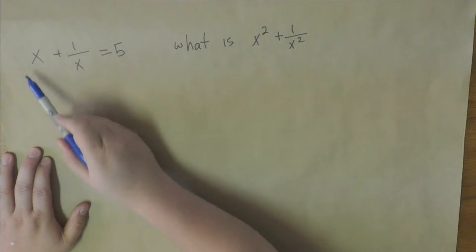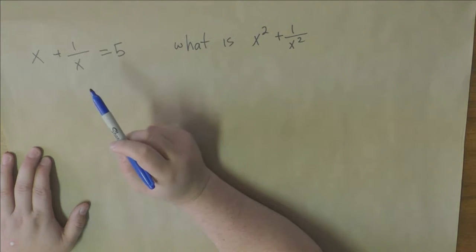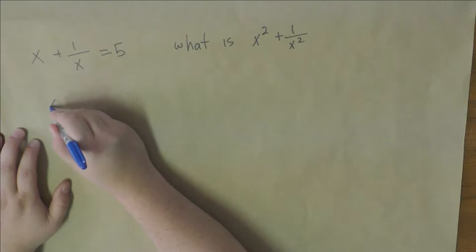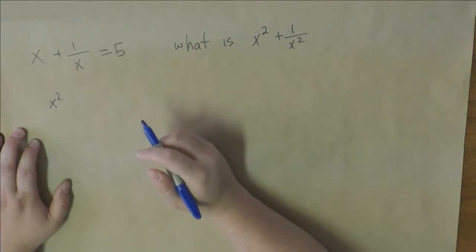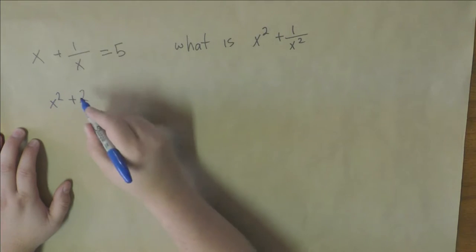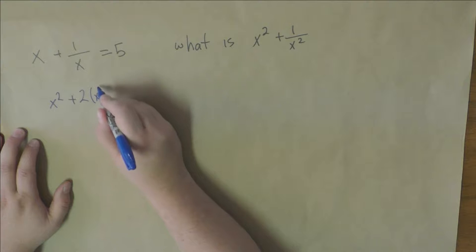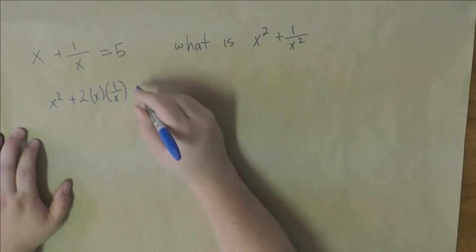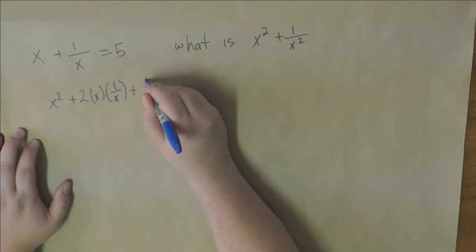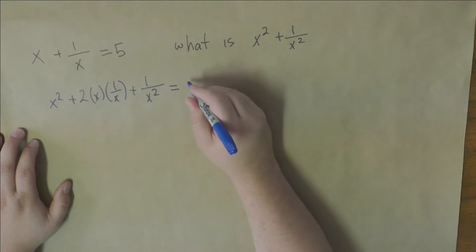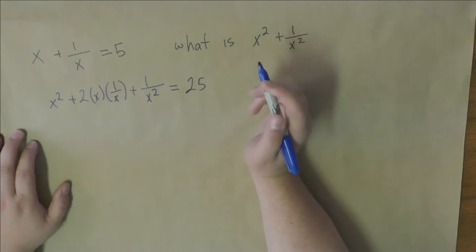So what do we get if we square x plus 1 over x? Well, by the binomial thing, we get x squared plus 2 times the first term times the second term. And then we have the second term squared, and that's going to be equal to 25.